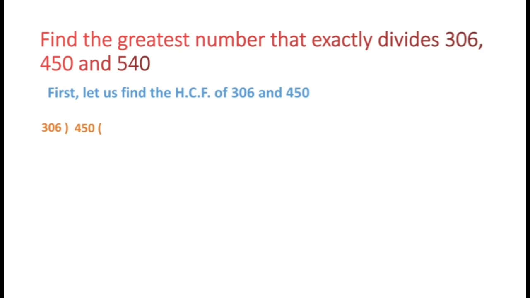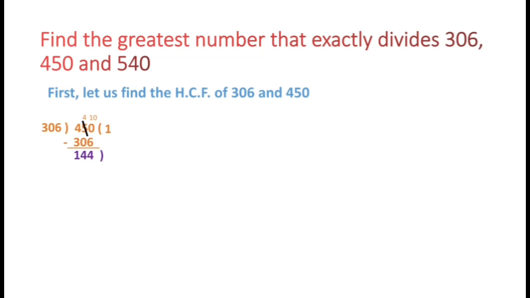So I will take 306 ones are 306. If we take 306 twos, the answer will be 600 something, so we will take one time. Now 0 minus 6 is not possible. We will take the borrow. 5 will become 4. 0 will become 10. 10 minus 6, 4. 4 minus 0, 4. 4 minus 3, 1. 144 is the remainder we get. This is less than the divisor. So what will we do? The division will stop here.